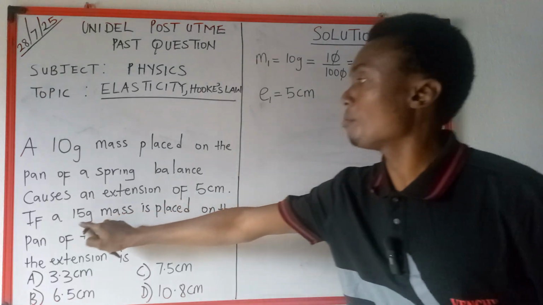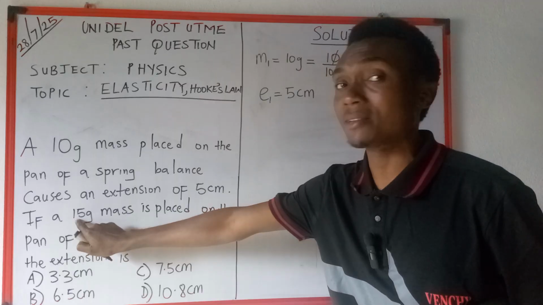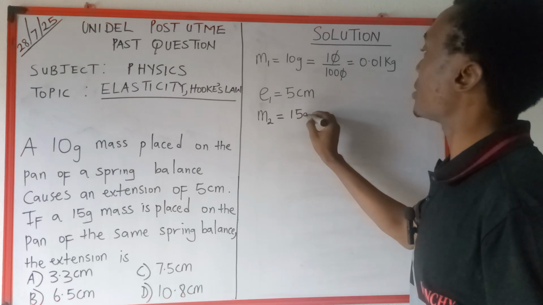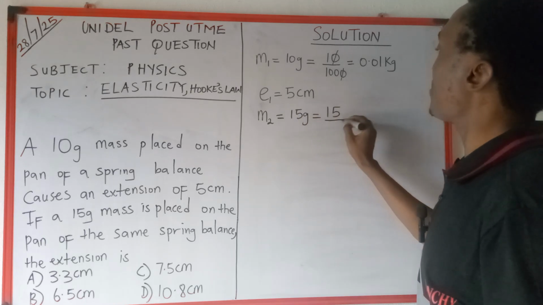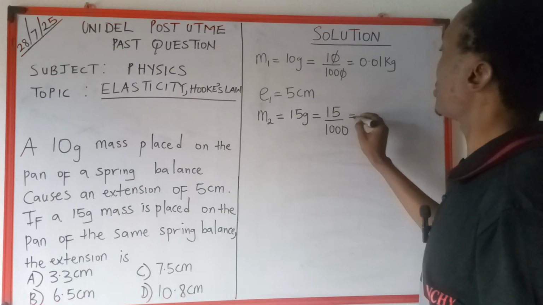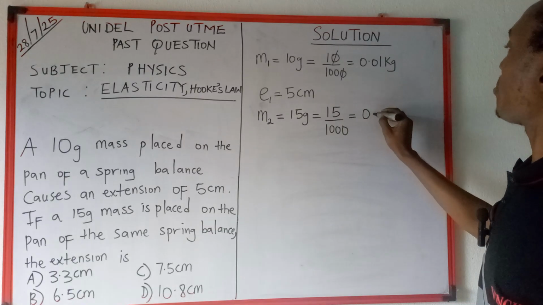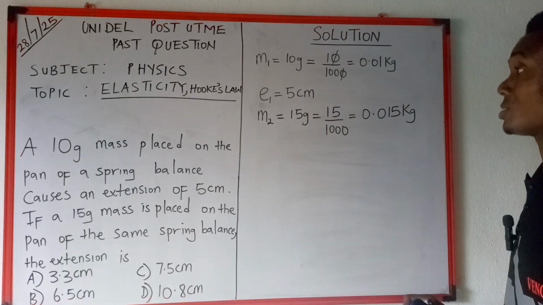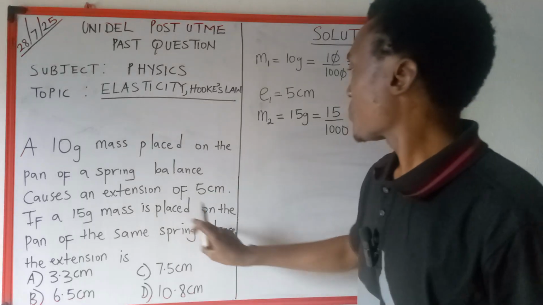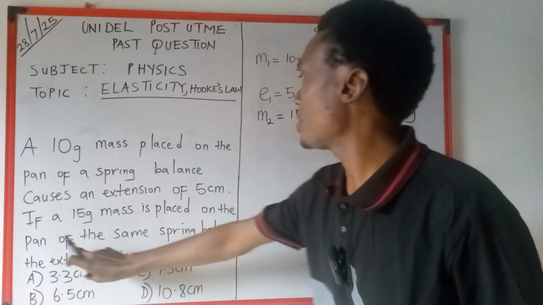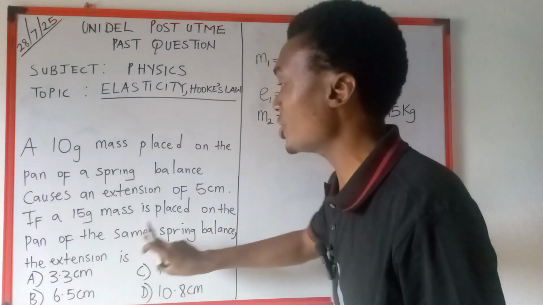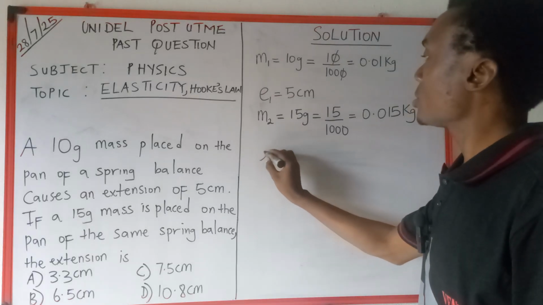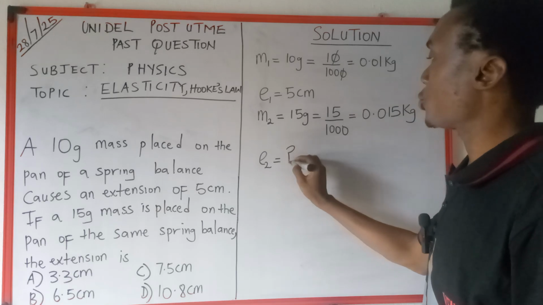If a 15-gram mass is placed on the pan of the same spring balance, so the second mass: the first is 10 grams, the second is 15 grams. Second mass, M2, is equal to 15 grams. We divide by 1000 to give 0.015 kilogram. Please use your calculator to confirm this. The second extension, for M2, is E2, which is equal to question mark.